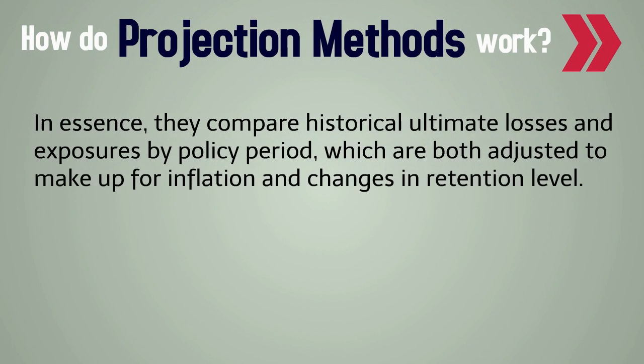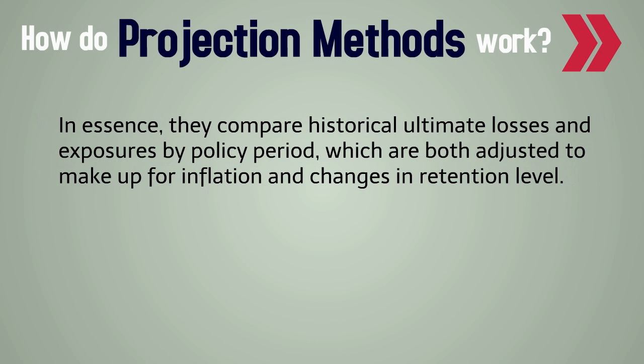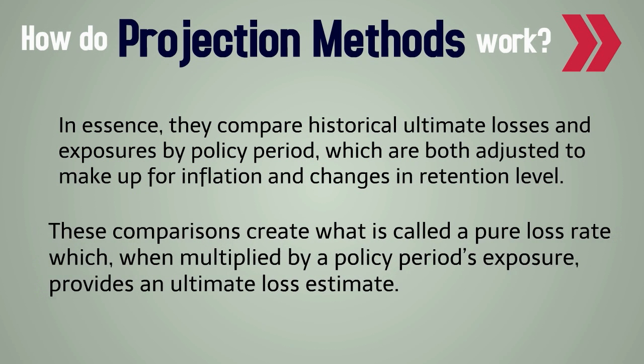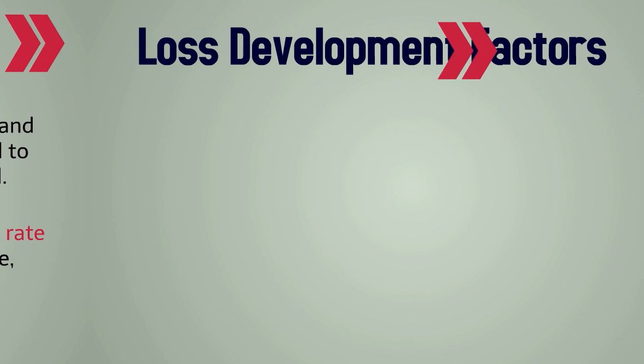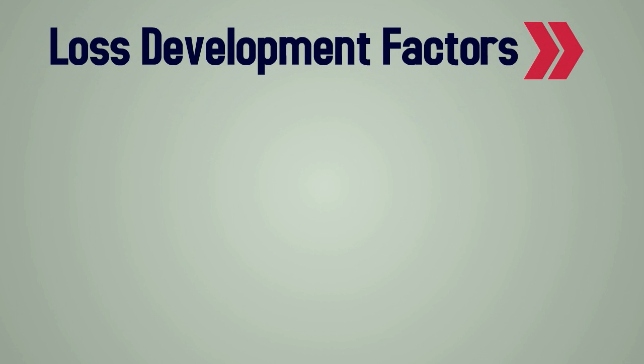In essence, they compare historical ultimate losses and exposures by policy period, which are both adjusted to make up for inflation and changes in retention level. These comparisons create what is called a pure loss rate, which, when multiplied by a policy period's exposure, provides an ultimate loss estimate. This is a very brief overview. If you are interested in a more in-depth discussion on the projection methods, please be sure to see our video on those topics.